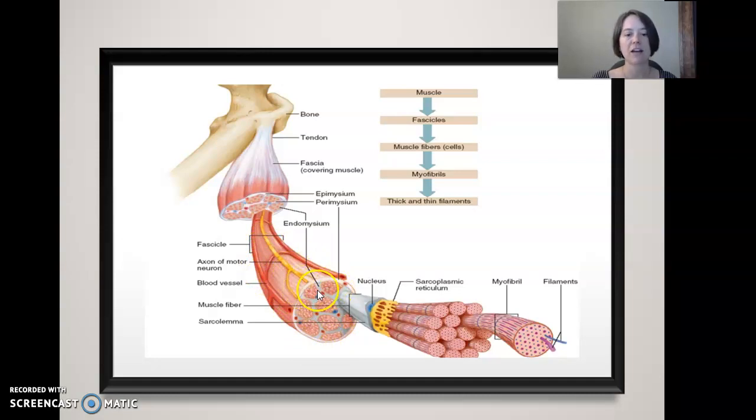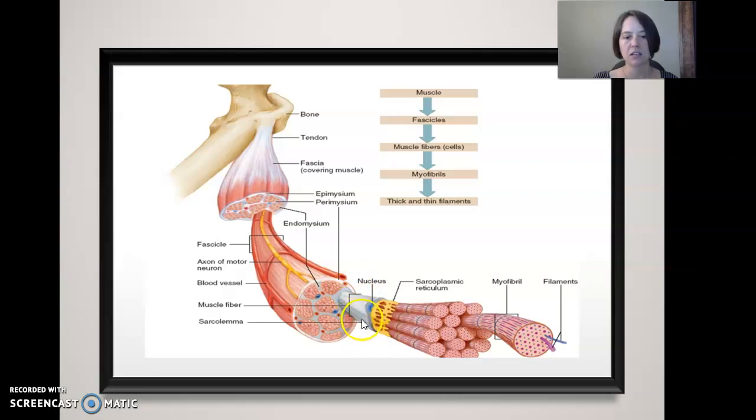And then that fascicle is made up of a bunch of muscle cells. And here is one muscle cell. And that muscle cell or muscle fiber is surrounded by connective tissue, what we call the endomysium.